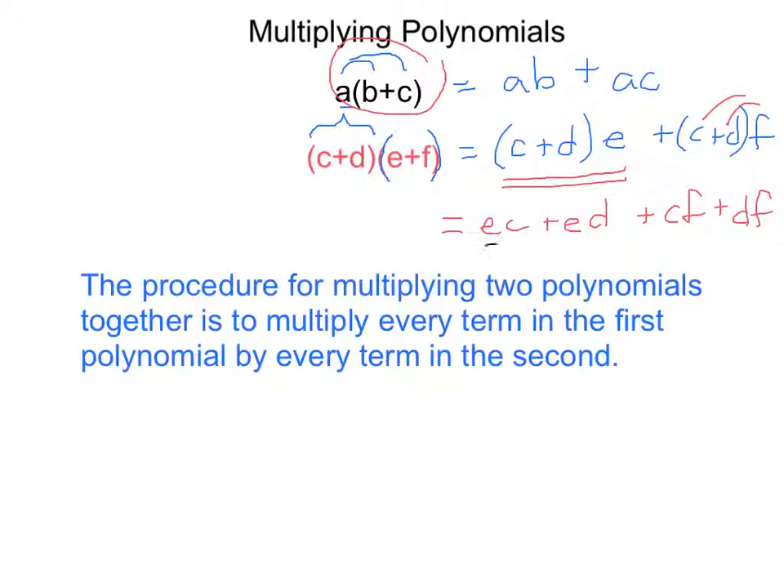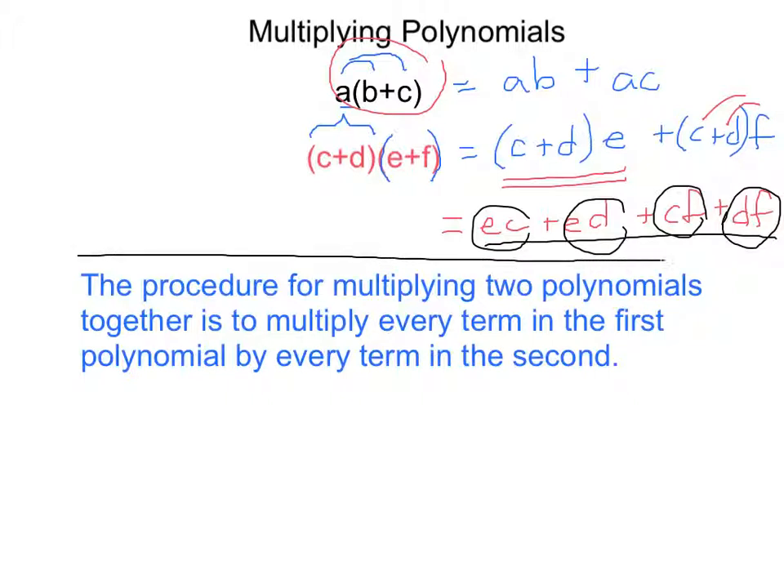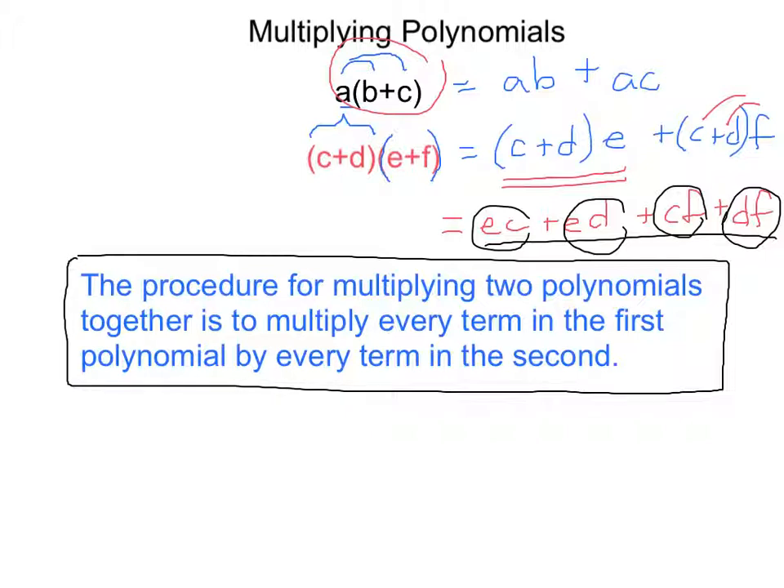We end up with four terms, and notice that basically in the original problem the C got multiplied by the E, and it also got multiplied by the F. And the D got multiplied by the E, and the D also got multiplied by the F. So essentially, if we were to summarize what's happening here, the procedure for multiplying two polynomials together is you take the first polynomial and every single term in the first polynomial gets its turn multiplying every single term in the second polynomial.